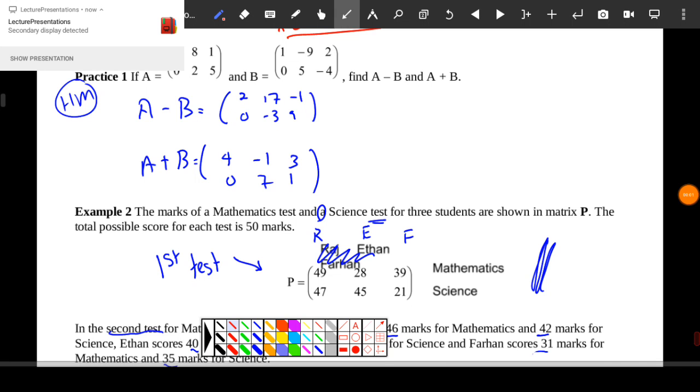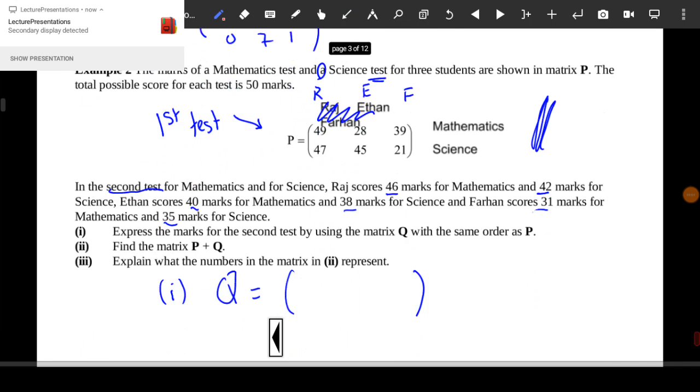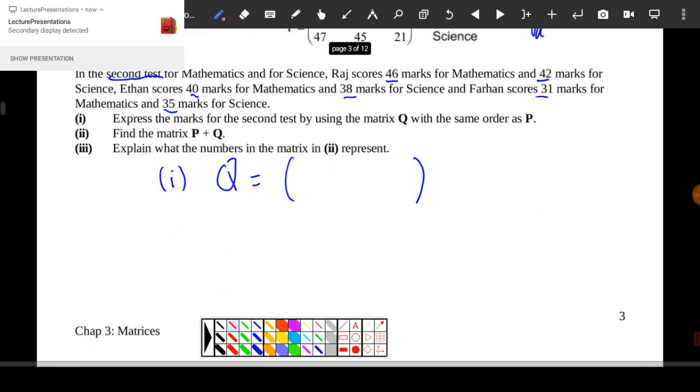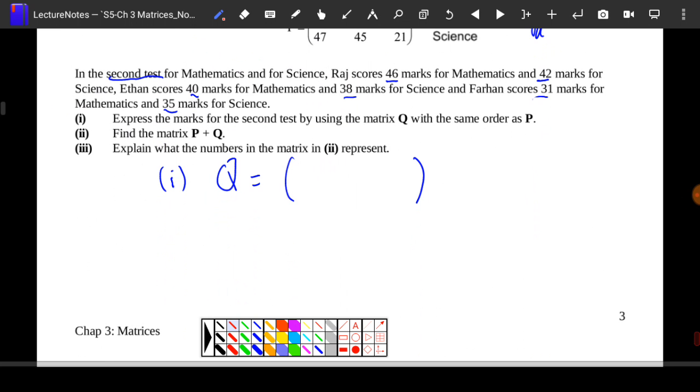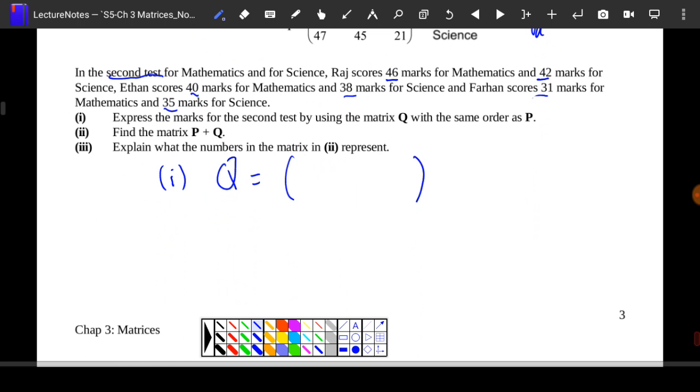Okay, so check your answer. The first one is this, the second one is this. Let's quickly move on. Second test, Q, what's the answer? Let me go around and copy your answer and you check. So the first one, Q is 46, 42, 40, 38, 31, 35.